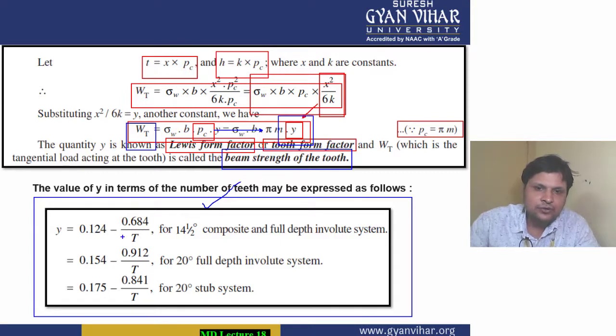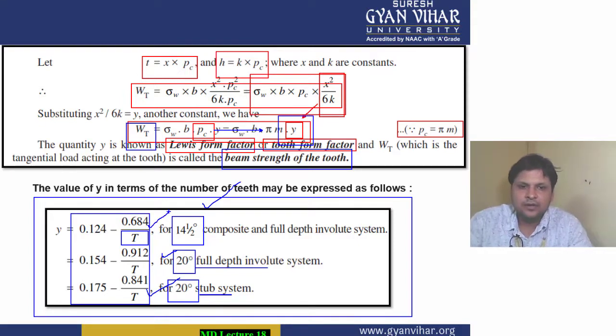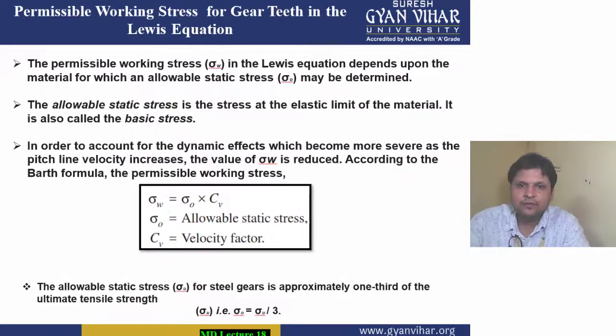In this, the only thing you should know is the number of teeth in the gear. On the basis of that, you can use any of these expressions based on the pressure angle of the tooth. If the pressure angle is 20 degree, and that also with the stub system, you can use this last one. And if it is 20 degree full depth, you can use this middle one. And if it is 14.5 composite and full depth, you can use the first one. All right. So these were the values of Lewis form factor.